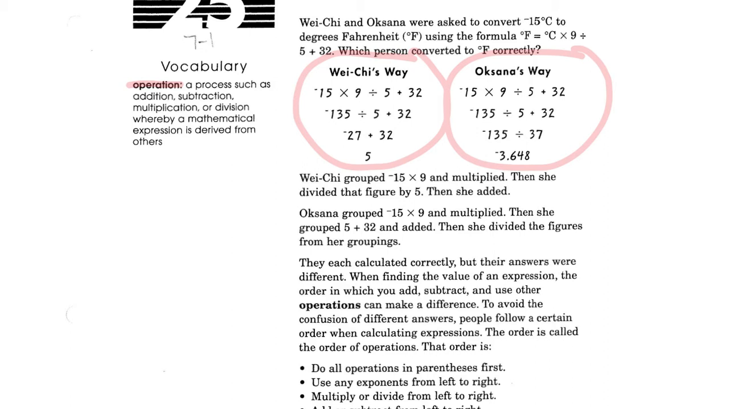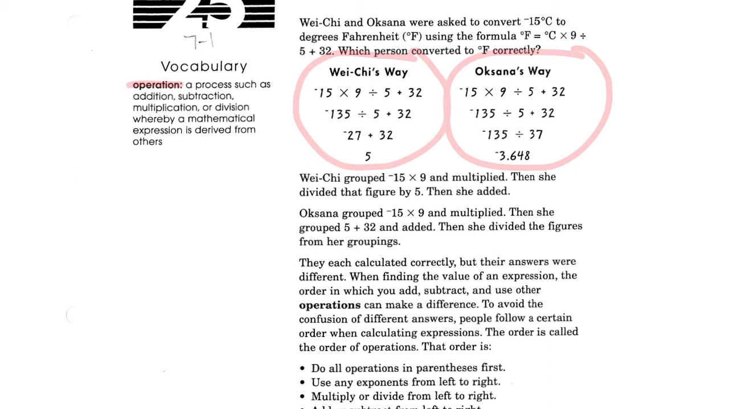Now it says Weichai grouped negative 15 times 9 and multiplied. Then she divided that figure by 5. Then she added. Oksana grouped negative 15 times 9 divided by 5 and multiplied. Then she grouped 5 plus 32 and added. Then she divided the figures from her groupings. They each calculated correctly, but their answers were different.